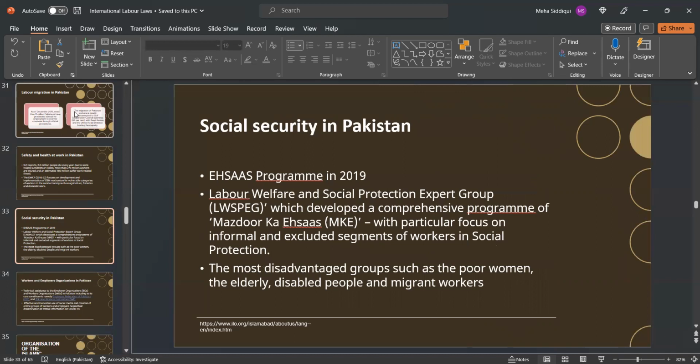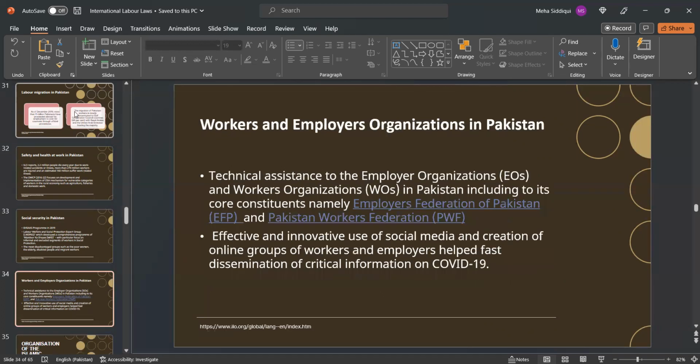Social security in Pakistan. In 2019, the Labor Welfare and Social Protection Expert Program developed a comprehensive program, Mazdoor Ka Ehsaas, with particular focus on informal, excluded segments of workers in social protection. The most disadvantaged groups include poor women, the elderly, disabled people, and migrant workers.